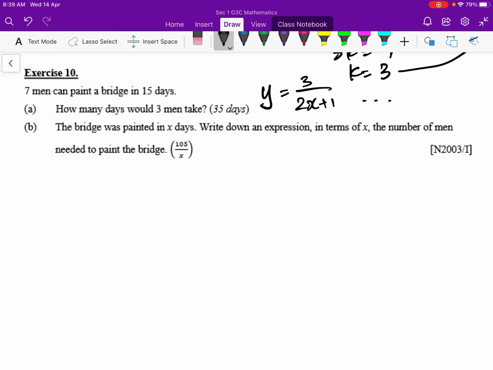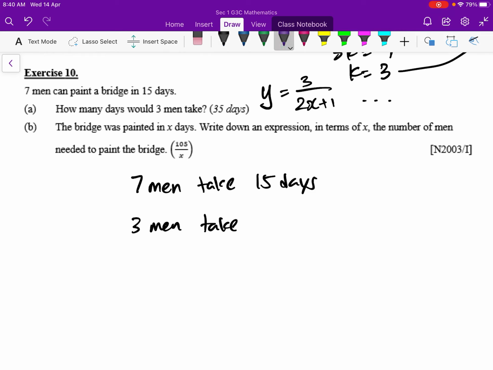Now, if you were to treat it like a direct proportion question, you know, last time when I was a student, I probably would have treated it as a direct proportion. Oh, very simple one. 7 men take 15 days. So 3 men take, then I will do what I was very well trained, divide, then I will do a multiply, and then I get my answer as 15 over 7 times 3. Then get 45 divided by 7, which is 6 and 3 over 7 days.